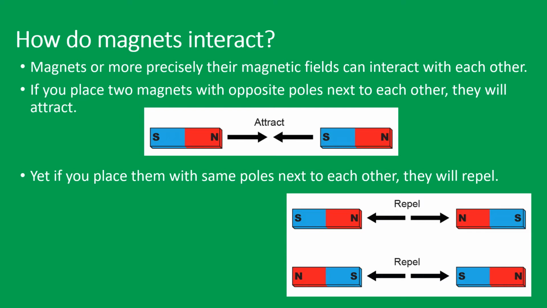This is due to their field lines and the interactions of their fields, because we know our field lines always go north to south. So with the opposite poles, the field lines work together and draw the magnets together, but with the same poles, they force each other apart. This is an example of a magnetic force, and we use magnetic force in many different ways in everyday life.